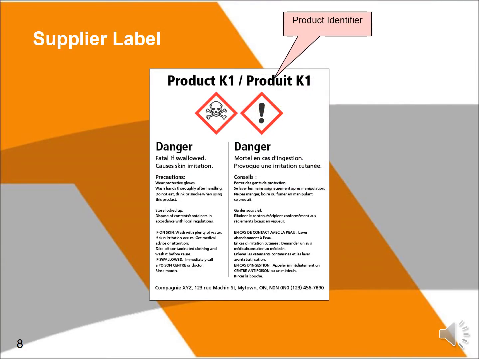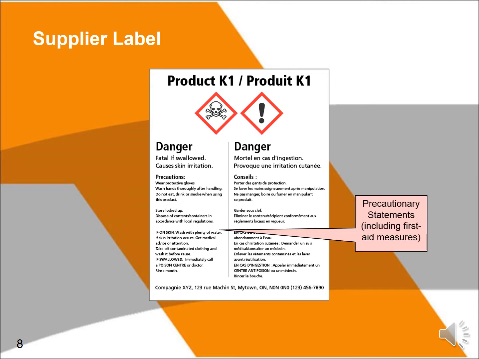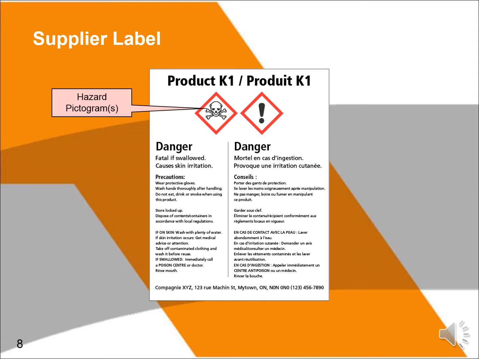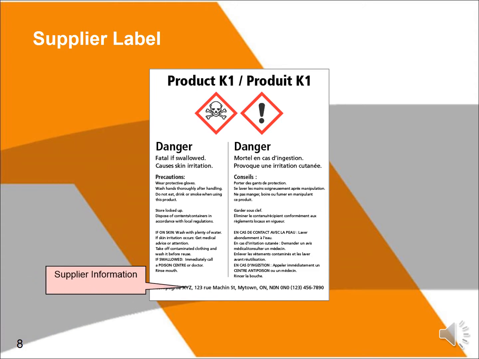The supplier label has the product identifier, hazard statements, precautionary statements including first aid measures, hazard pictograms, signal words, danger or warning, and supplier information. Danger and warning are used to emphasize hazards and indicate the severity of the hazard. When seeking medical attention, take the safety data sheet with you.